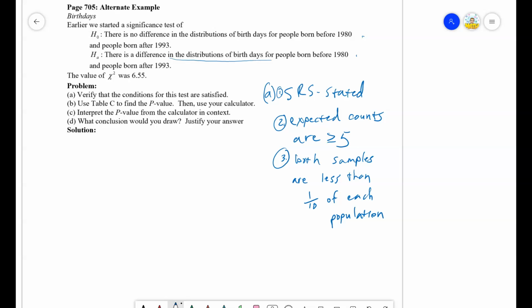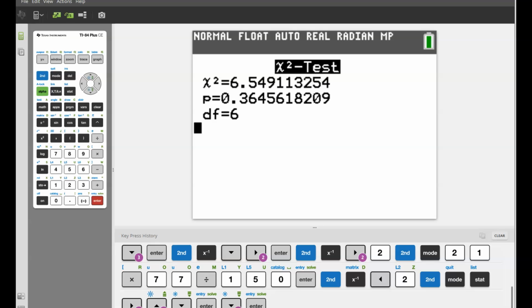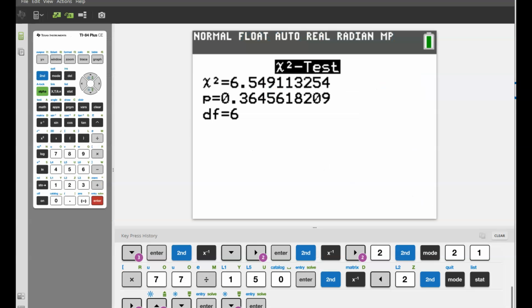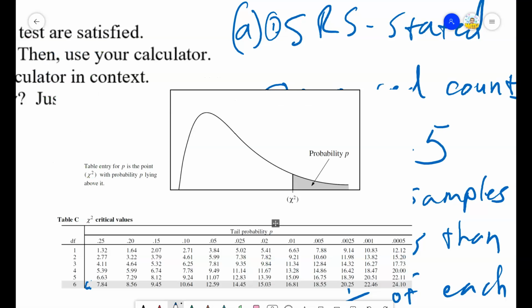To find the p-value, we have our p-value right there, 0.364. But if we used our table for that, let's see where that comes out. So if our chi-squared value is 6.549, our table won't give us an exact value. We have 6 degrees of freedom, but 6.4 would be over here, right? Or 6.549. Doesn't even show up on our table.